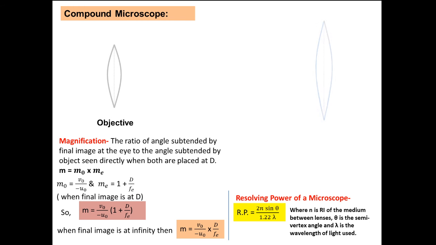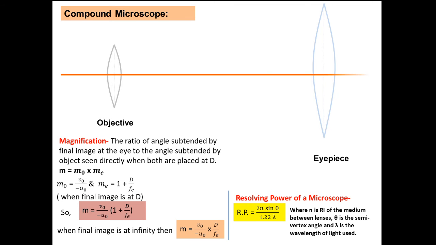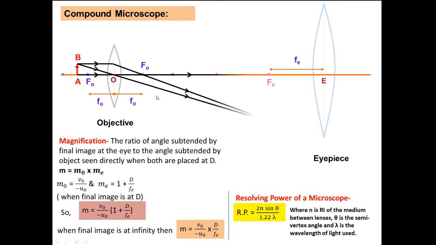First, see the compound microscope: two lenses, objective and eyepiece. The aperture and focal length of the objective are less than those of the eyepiece. Just to see here, the focal length of the eyepiece is more than that of the objective. Now if a small object AB is placed just beyond the focal length of the objective, a real and inverted image is formed.